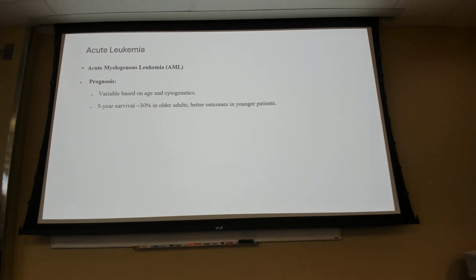Prognosis, 5-year survival, 30%, better outcome in younger patients. AML, acute myelogenous leukemia. Again, when you get stuck, go back to the definitions. Acute means what? Immature cells, quick onset, right? Myeloid, you know what cell line you're dealing with, everything that's not a lymph.